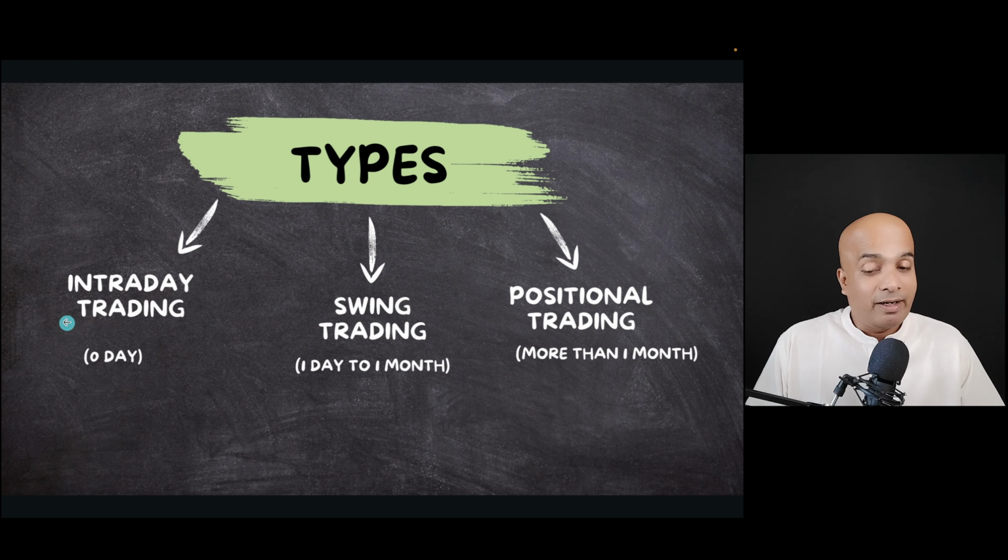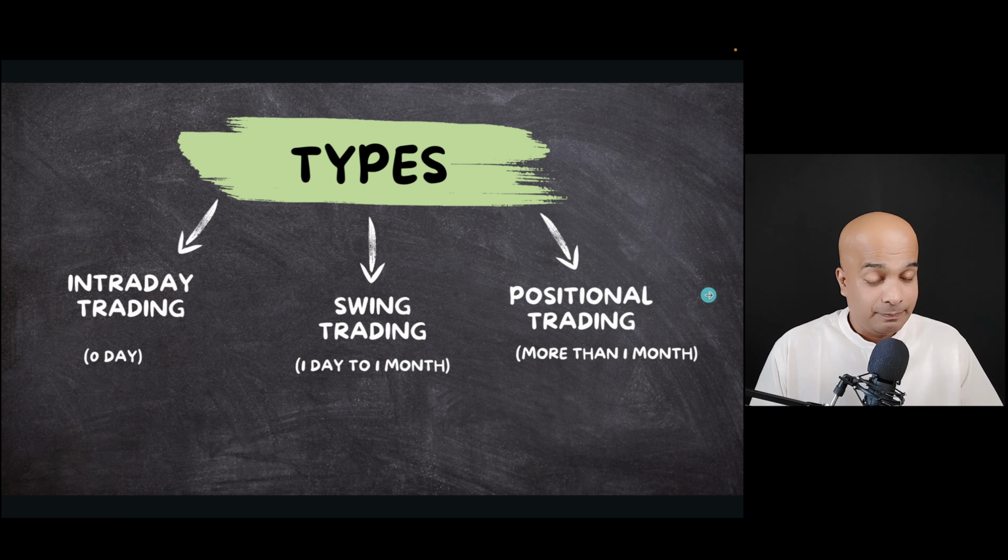Very simple. Intraday trading, we buy today and sell today itself. Swing trading, we buy today and hold for a maximum of 1 month. And any trade in which the holding period is more than 1 month comes under positional trading. I hope this is clear now.